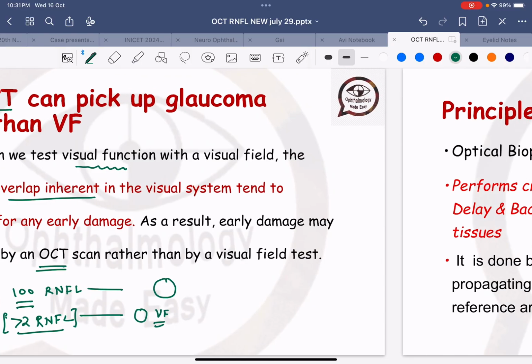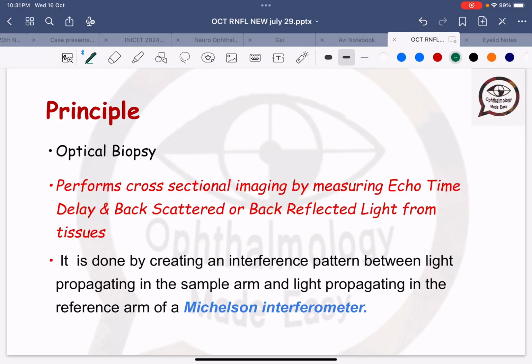Now, what is the principle? OCT can be called an optical biopsy. Like a biopsy can show you the various layers of the tissue, similarly OCT can tell you about the various layers of the retina. Now, how does it work? It performs cross-sectional imaging by measuring the echo time delay and back scattered or back reflected light from the various tissues. Okay, and how does it do it?